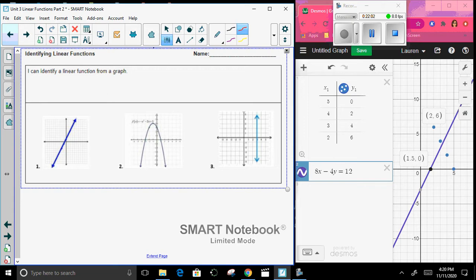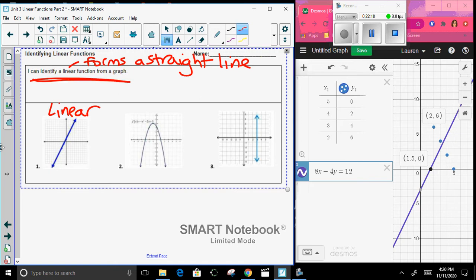I can identify a linear function from a graph. Remember, a linear function means it forms a straight line. All right, so is number 1 linear? Yes, it is linear. Makes a straight line. Is number 2 linear? It is not linear. That is a parabola. It is a smooth curve.